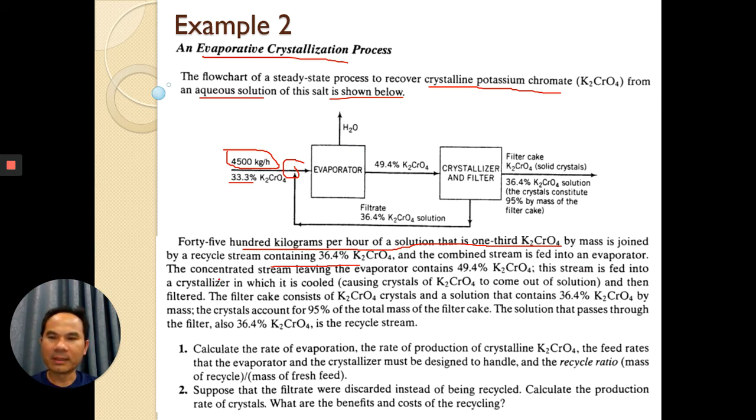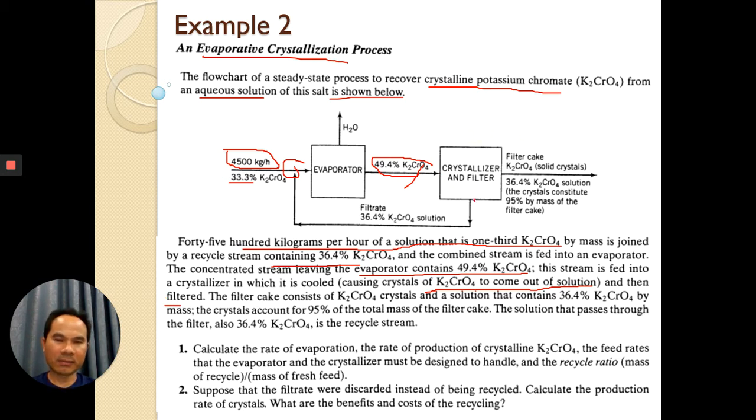The concentrate stream leaving the evaporator contains 49.4% potassium chromate. That means the stream out of the evaporator is 49.4% potassium chromate and 50.6% water. And then this stream is fed into the crystallizer, in which it is cooled, reducing the temperature until crystals of potassium chromate crystallize out of the solution. And then we filter. For this unit, we combine crystallizer and filter.